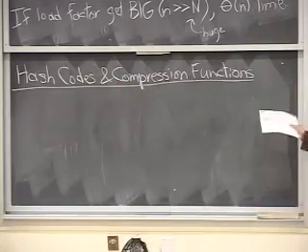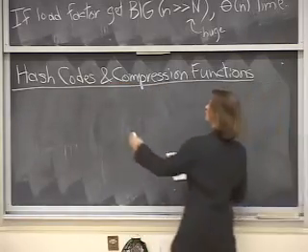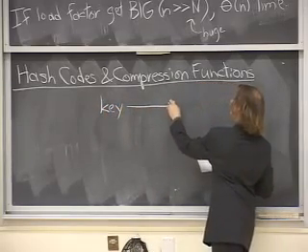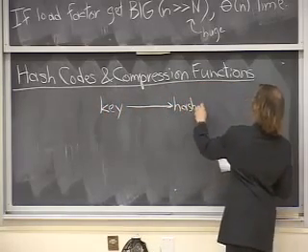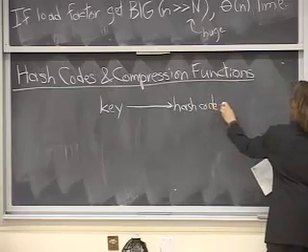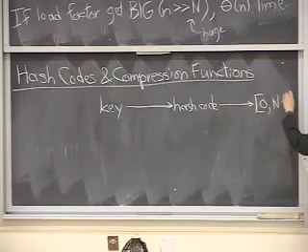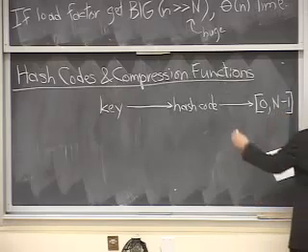So you'll recall that the way this works is you have a key. It gets mapped to a hash code. And that gets mapped to a number between 0 and n minus 1 by the compression function.